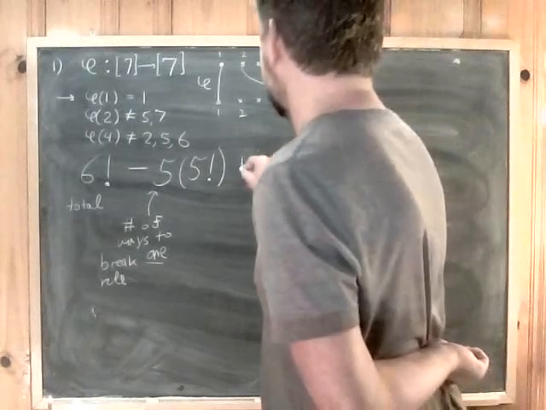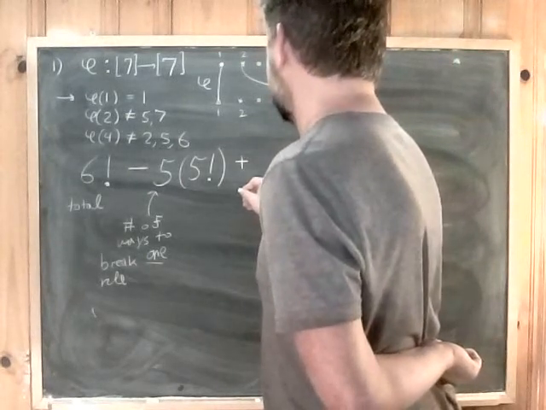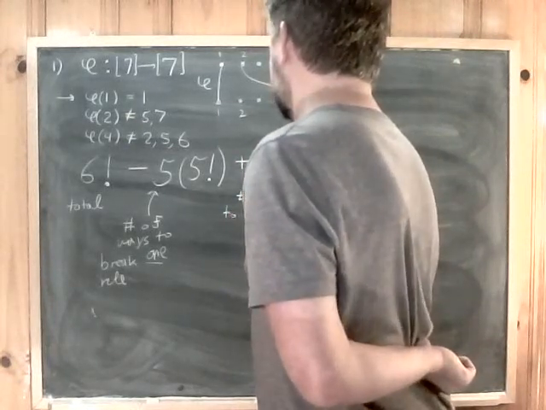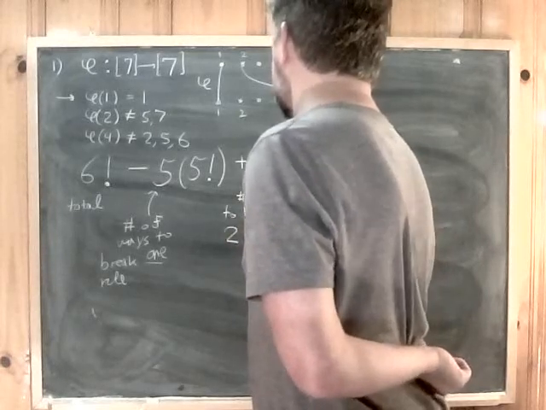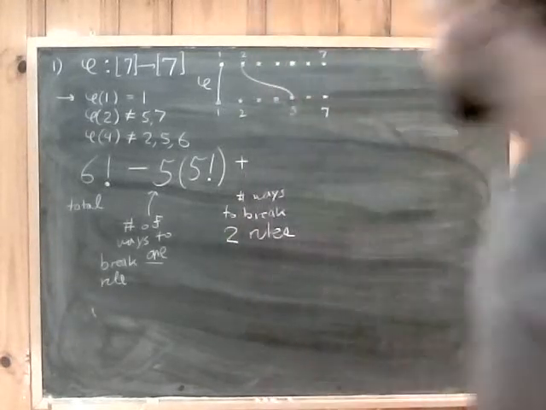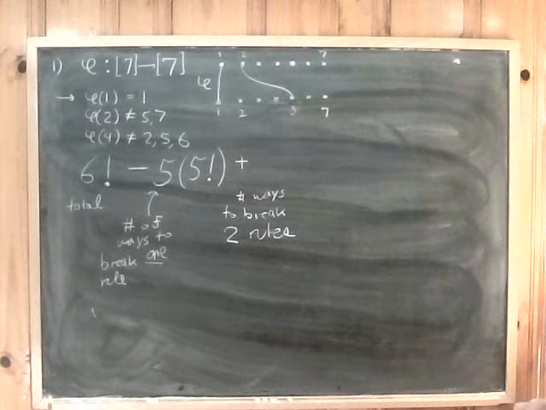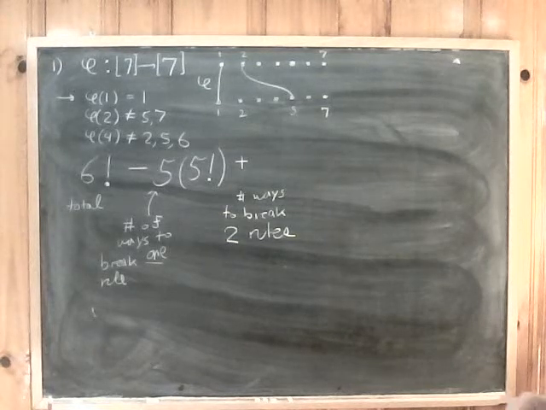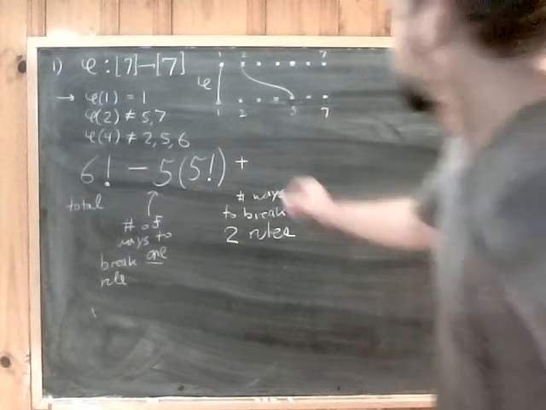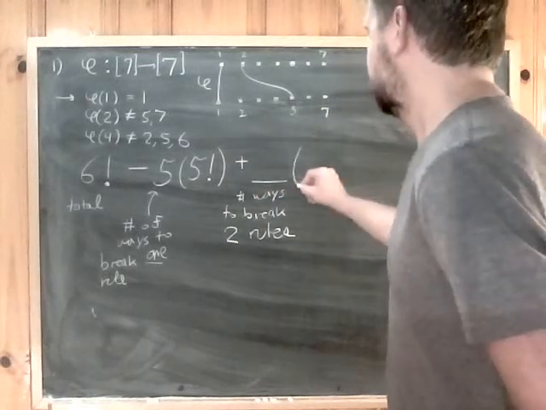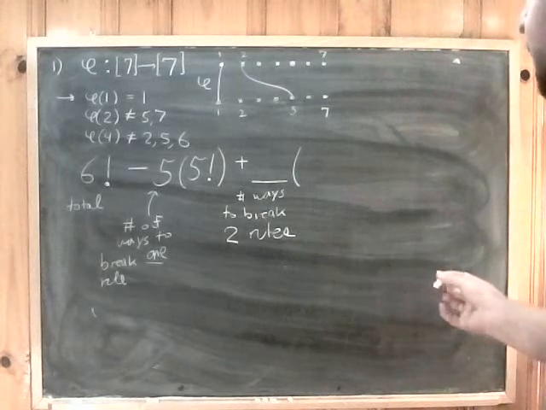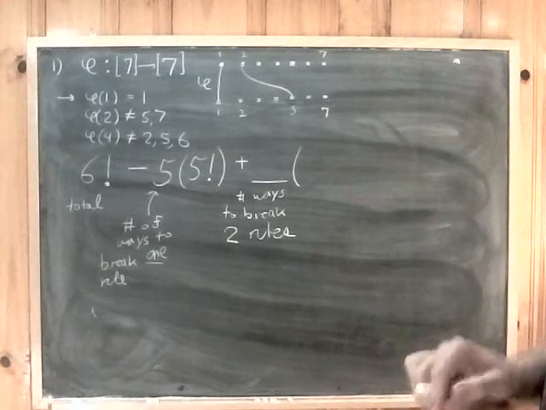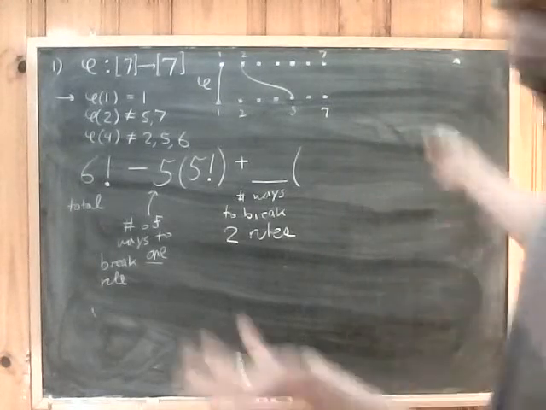So the next one will be plus, and we want the number of ways to break 2 rules. And thinking ahead, once we know the number of ways to break 2 rules, once I've broken 2 specific rules for a particular set of permutations, there will be 4 factorial ways to finish it.